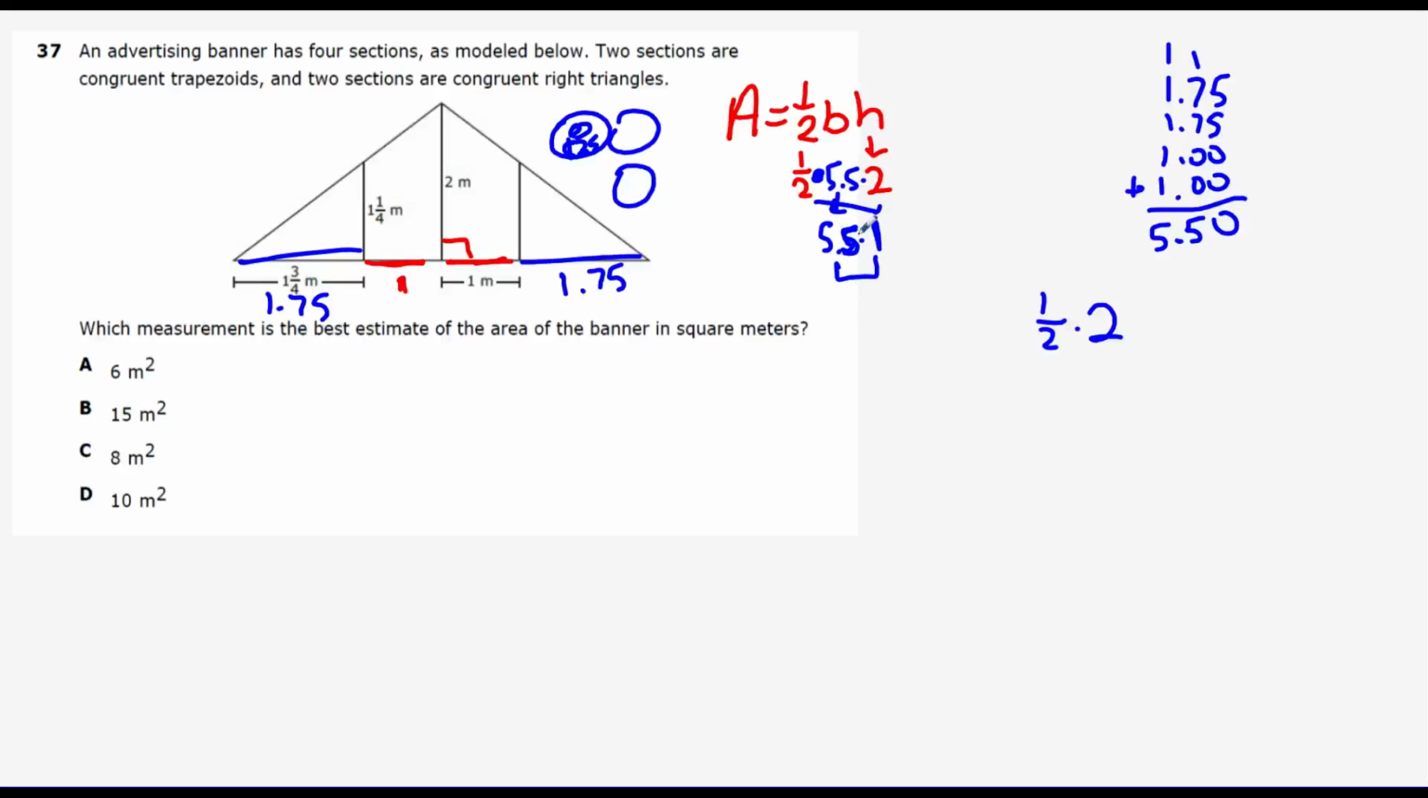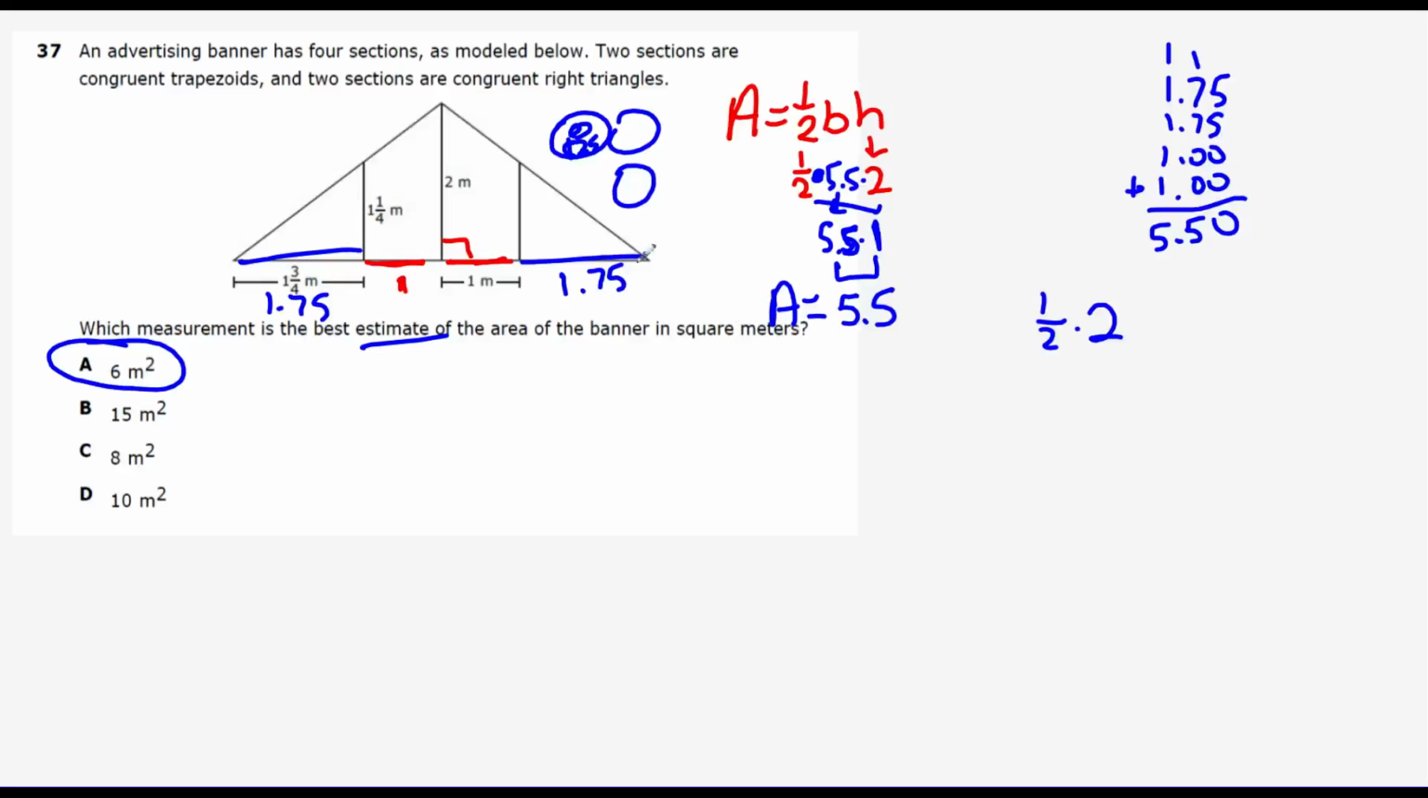Okay, this is nice because anything times 1 is itself, so 5.5 times 1 is just 5.5, which ends up being the area, which is the answer. Except it said estimate, so I need to round this. So 5.5, if I'm looking at my answer choices, is closest to 6.